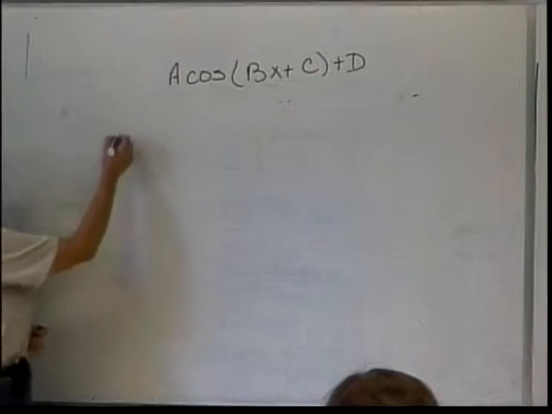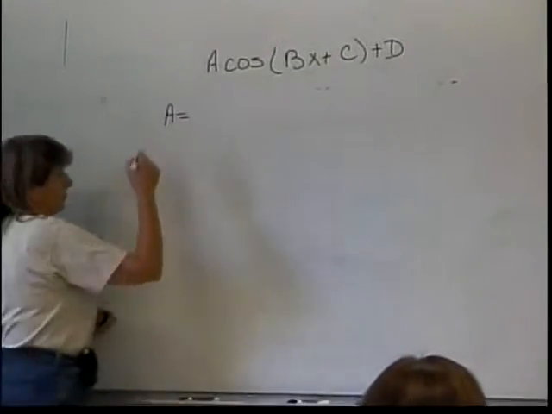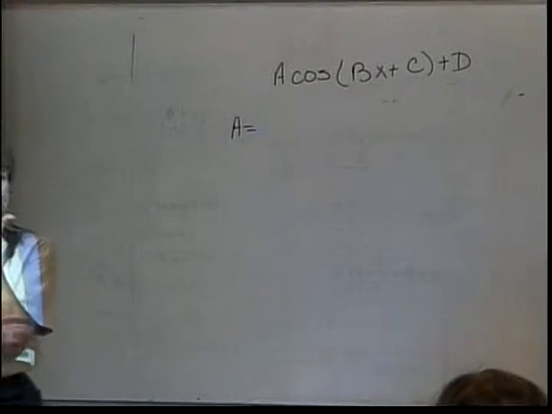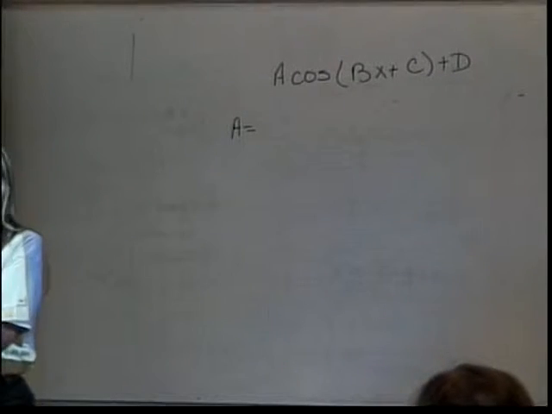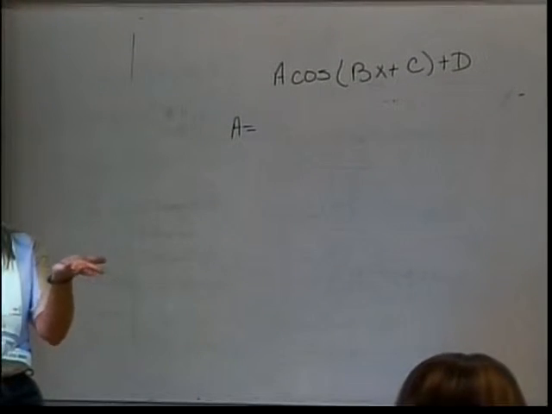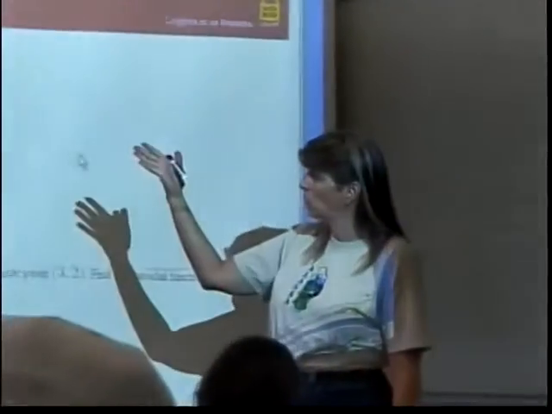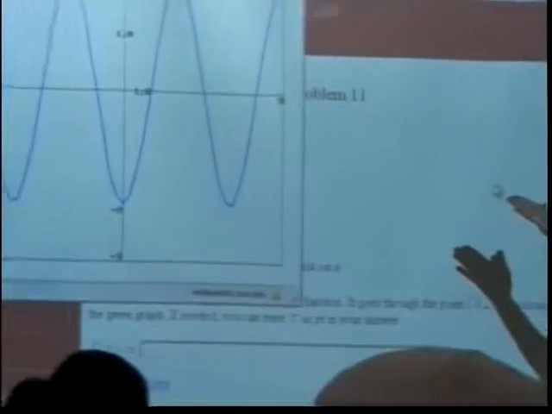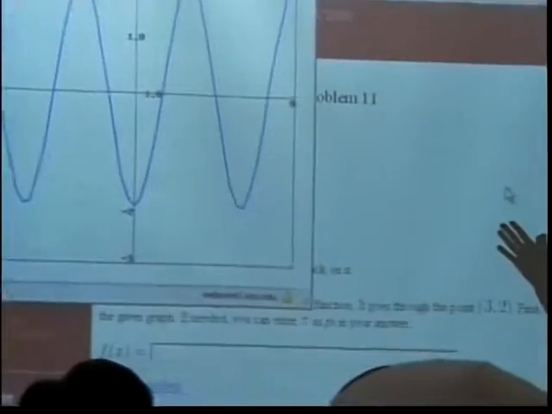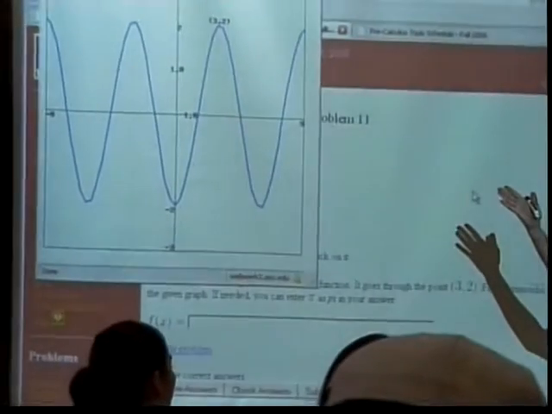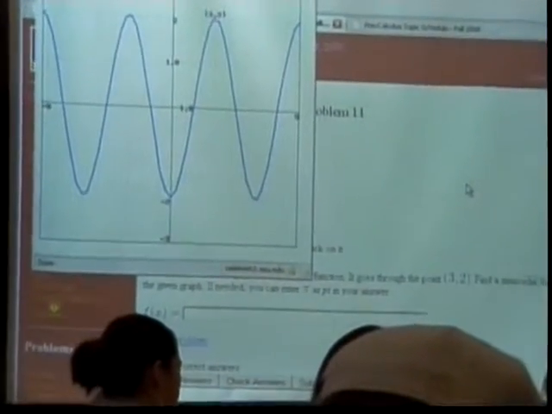What is a for my problem? Well, what is a supposed to be? At least what is it related to? Amplitude. It's related to the amplitude. The absolute value of a will be the amplitude. What's the amplitude of my graph? 2? So 2 is the amplitude? Okay, so will a be 2?